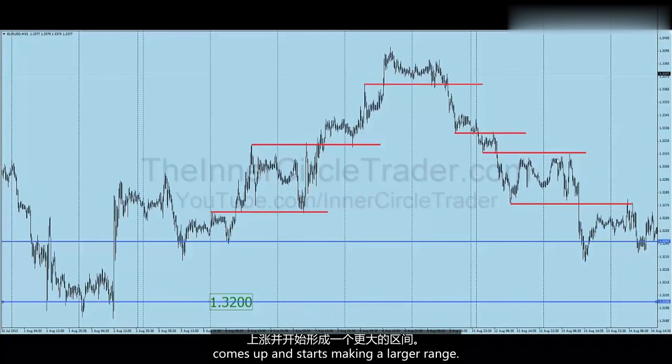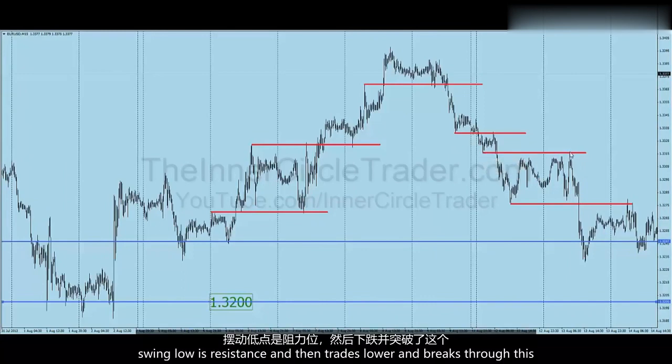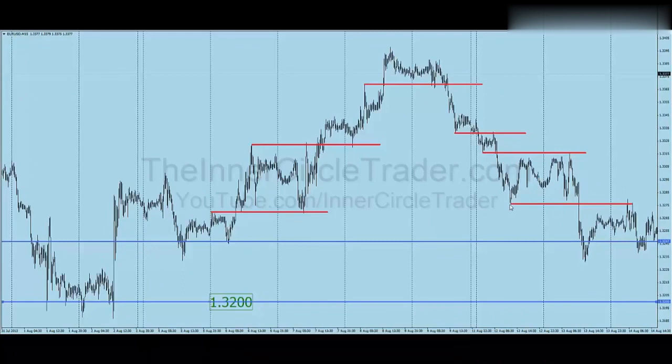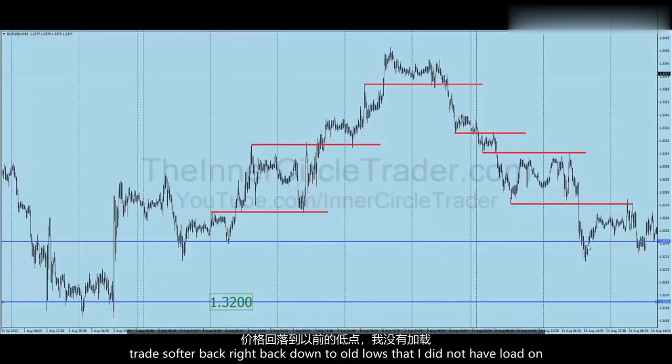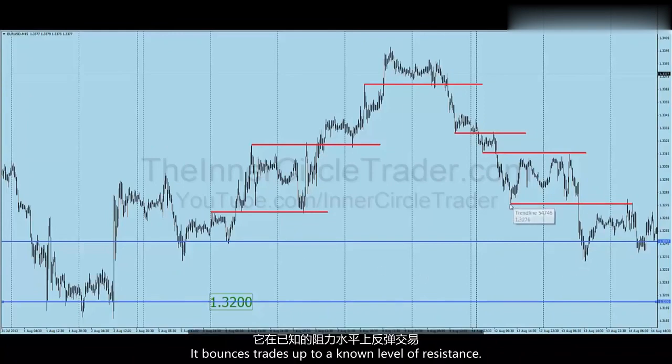Comes up and starts making a larger range, okay, and creates a tap to this old swing low, which is resistance, and then trades lower and breaks through this swing low, trades softer, right back down to old lows that I did not have loaded on the chart as a horizontal line. It bounces, trades up to a known level of resistance, okay, and comes back down and starts consolidating. But it's consolidating around that 132.50 level.